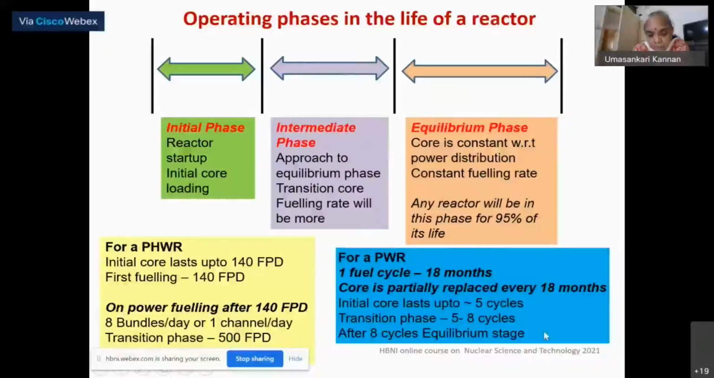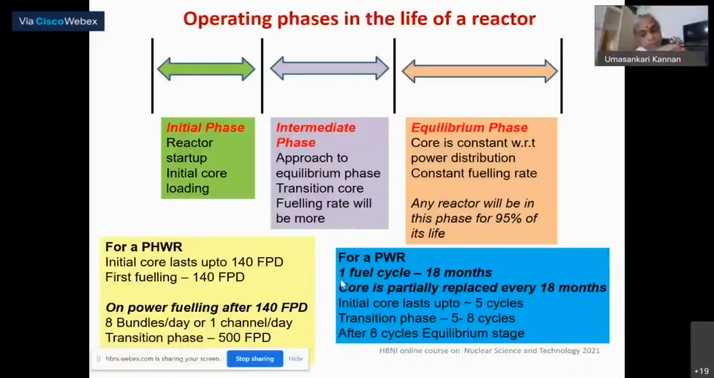And this statement is not correct. I'll correct it and put it. The initial core is the first core. And then you have the second reload, third reload, and so on. Up to the 5th reload, you get the equilibrium loading, and equilibrium loading to around 8 cycles is called a transition phase. And after 8 cycles, we have the equilibrium phase. So the PWR operational stages are a little different from a PHWR. This is just to give you a flavor of what happens in different types of reactors.